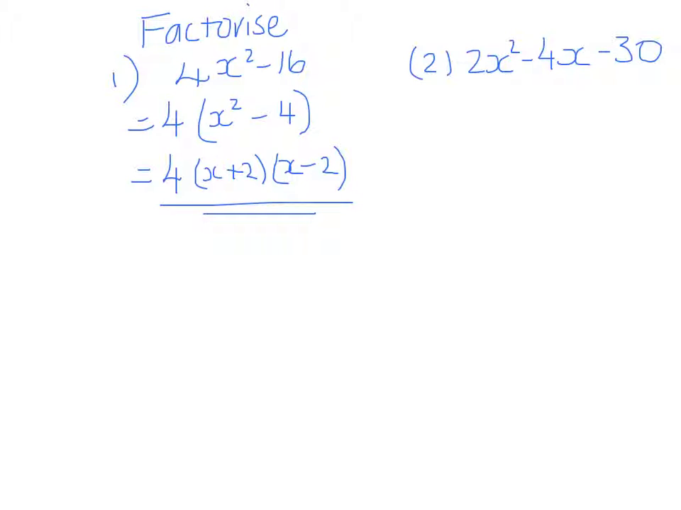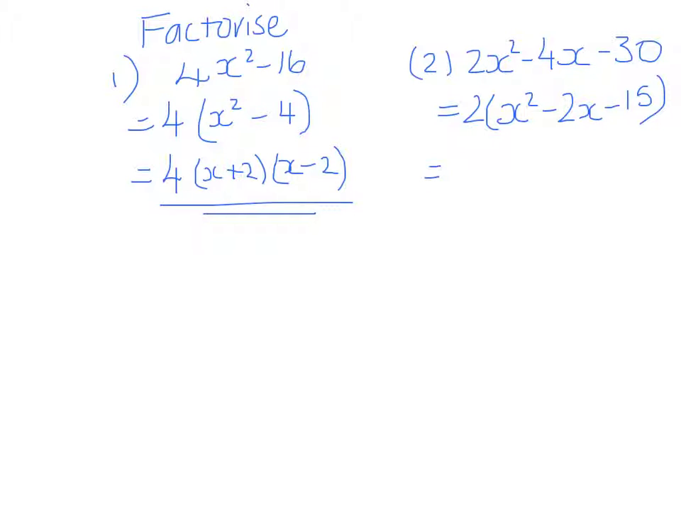Number 2, same thing. Got to remember to check for a common factor first. Now there's an x in the first 2 terms but not in the third. Common factor has got to be common to all 3 or everything in the expression. So in this case, the common factor is 2. 2 times x squared would give me 2x squared. 2 times minus 2x would give me minus 4x. 2 times minus 15 would give me minus 30.